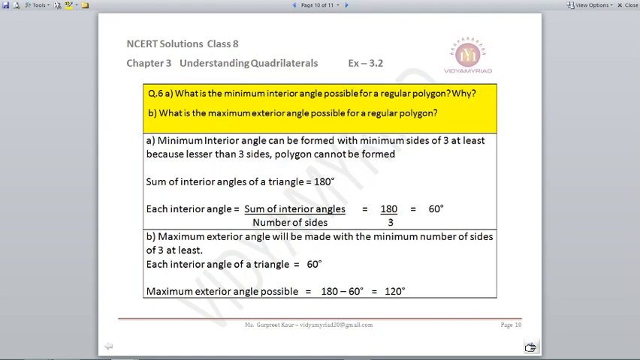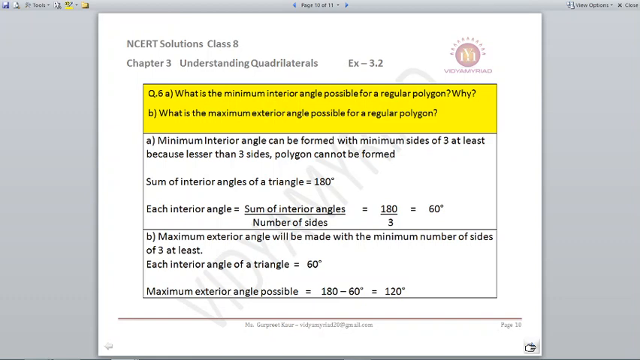Question number 6. What is the minimum interior angle possible for a regular polygon and why? Now we know a polygon is a closed figure made up of line segments. So the minimum polygon is made up of 3 lines, which is a triangle. For a triangle we know that the sum of angles is 180 degrees. So each interior angle will be the sum of the interior angles, which is 180, divided by the number of sides, 3. So each angle comes out to be 60 degrees.